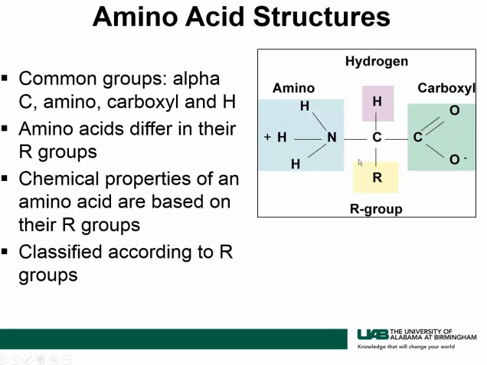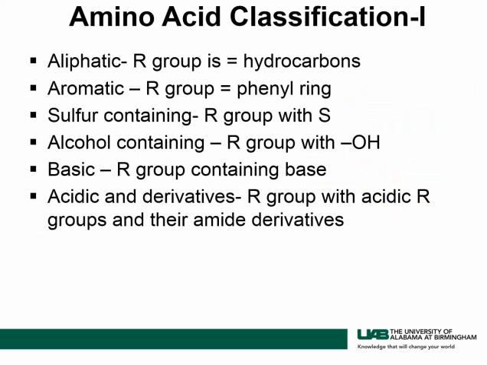These are all common denominators. The R is the one that differentiates between the 20 different amino acids. Based on the chemical properties of the R, you can have different classifications of amino acid, and that's what I would like to go through. There are a number of classifications of amino acid, and we're going to go through two of them. The first classification divides the amino acids up into 6 different groups.